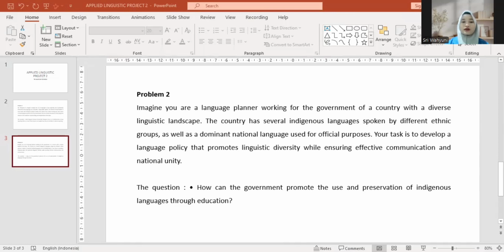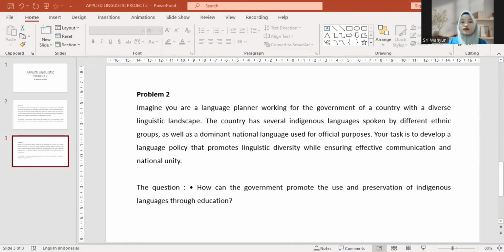And then the second is language maintenance and revitalization programs. Applied linguistics emphasizes the importance of language maintenance and revitalization efforts. The government can support programs that focus on teaching indigenous languages in schools, particularly in areas with declining speaker populations. This can include developing curricula that incorporate traditional stories, songs, and oral histories, which are vital for cultural transmission. Such programs can help revitalize interest in indigenous languages among younger generations.